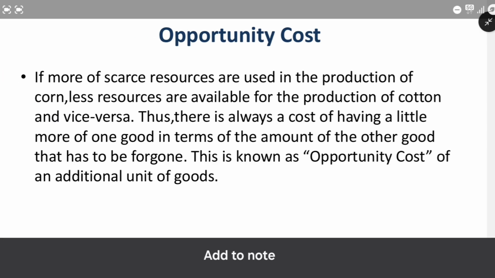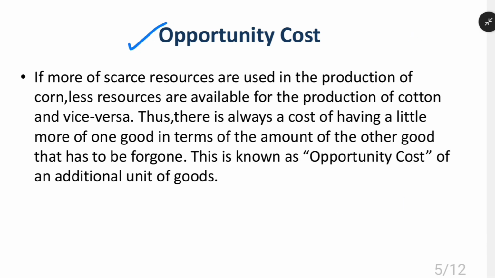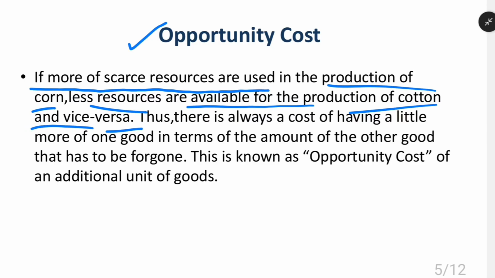So moving into a very important topic, which is opportunity cost. So what is opportunity cost? If more of scarce resources are used in the production of corn, less resources are available for the production of cotton and vice versa. We have already seen that the more resources are used to produce corn, the less amount of resources are left to produce cotton. Thus there is always a cost of having a little more of one good in terms of the amount of the other good that has to be foregone.